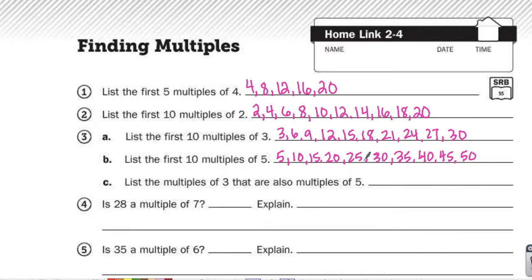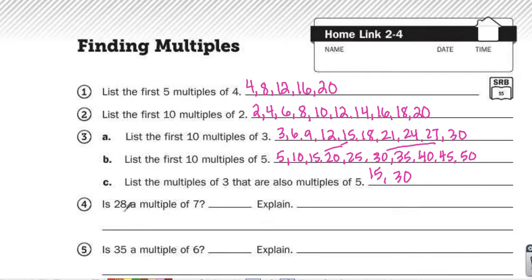The multiples of 3 that are also multiples of 5. Well, let's see. 5 is not listed up here, 10 is not listed up here, 15 is. So I have 15. 20 is not listed both places, 25 is not listed both places, but 30 is. 15 and 30.